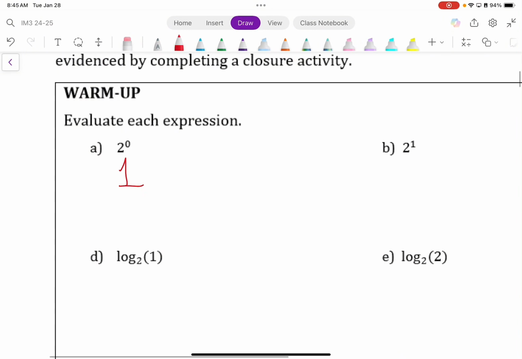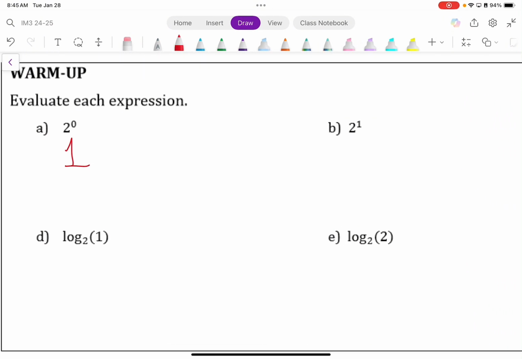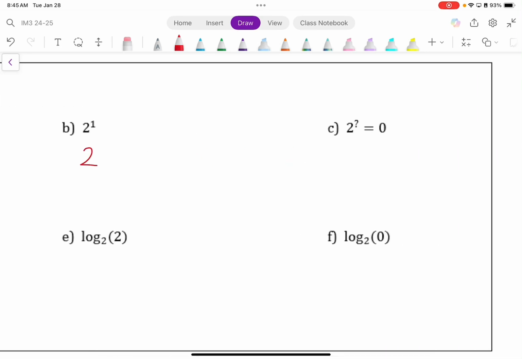Okay, we then move on to the next one. 2 to the first. Anything to the first will be itself, right? So 2 to the first will be 2. All right. What about C?